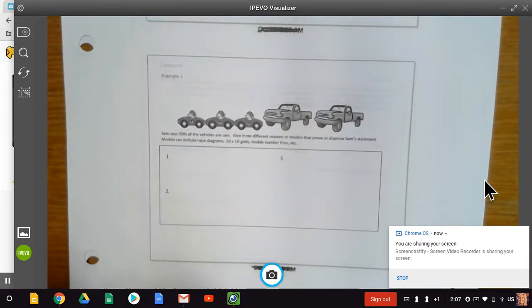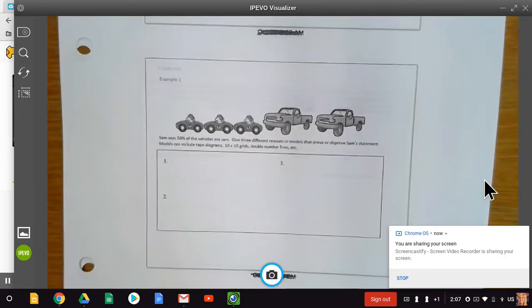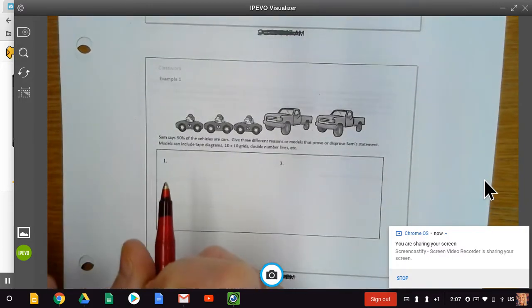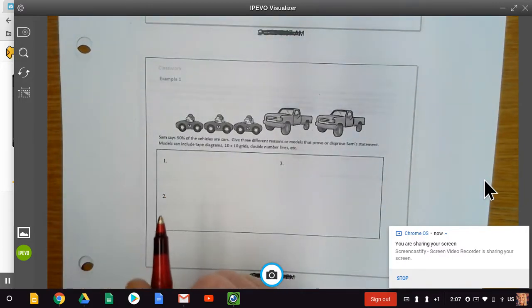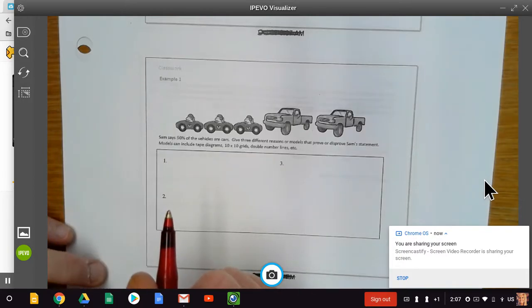Let's start with this example. It says Sam says 50% of the vehicles are cars. Give 3 different reasons or models that prove or disprove Sam's statement. Models can include tape diagrams, 10 by 10 grids, double number lines, etc. So we're going to first start off with what he says, 50%. Now 50% is half of 100.